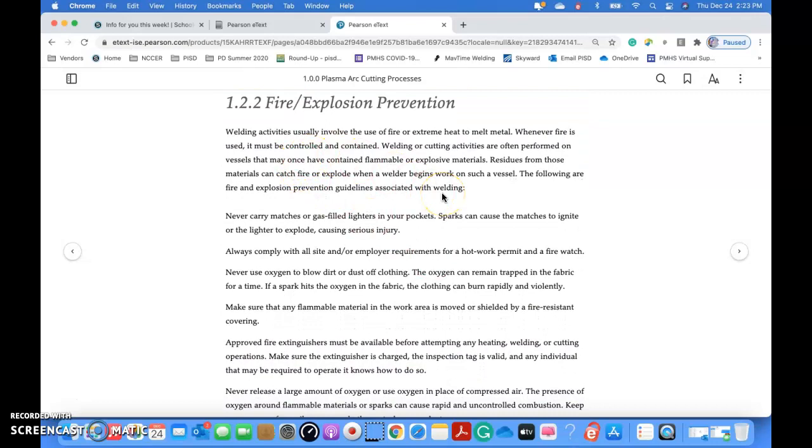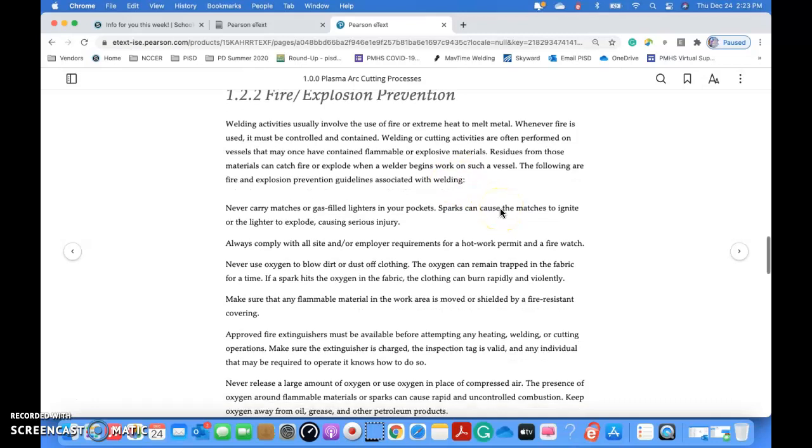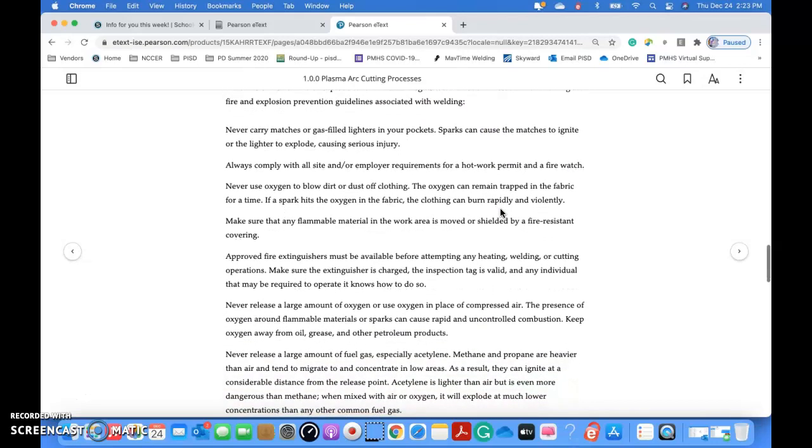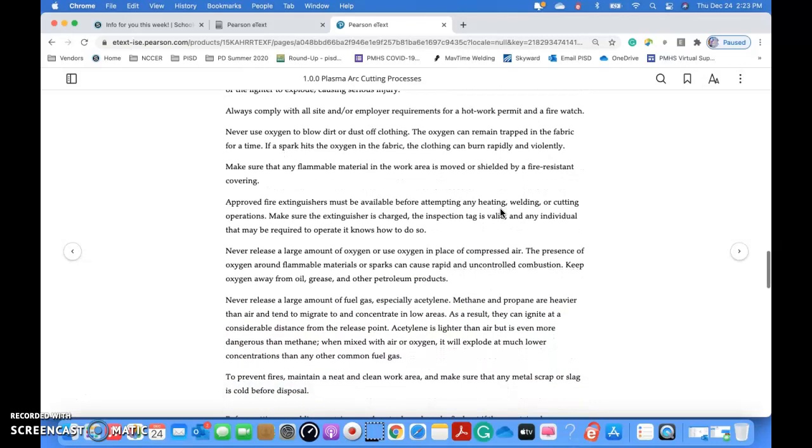Welding activities usually involve use of fire and extreme heat to melt metal. Whenever fire is used, it must be controlled and contained. Welding and or cutting are often performed on vessels that have flammables inside. Never carry matches. Always comply with site safety. Never use oxygen to blow off your clothing from an oxy-fuel.